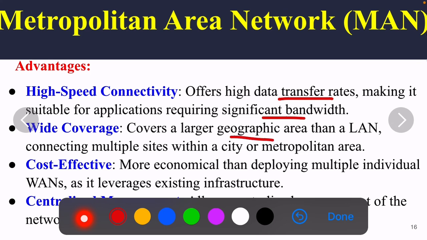The next is wide coverage. It covers a larger geographical area than a LAN. It connects multiple sites within a city or metropolitan area network.